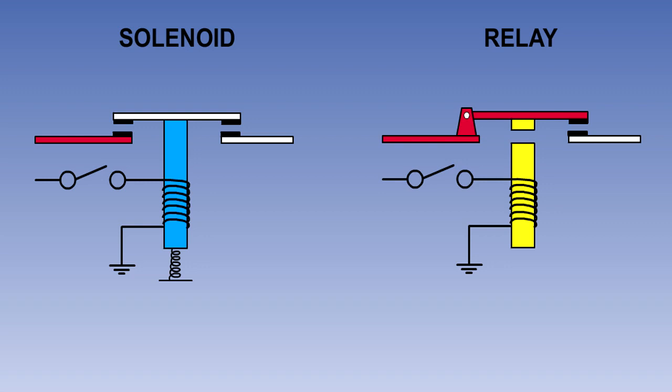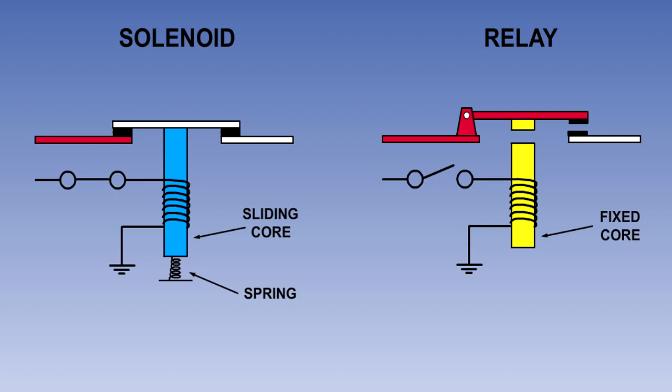The primary difference between a relay and a solenoid is that in a relay the soft iron core is fixed, while in a solenoid the core can slide in and out of the coil. With the solenoid de-energized, the core will be pushed out of the coil by the spring. When a current passes through, the core will be attracted into the center of the coil, closing the contacts.